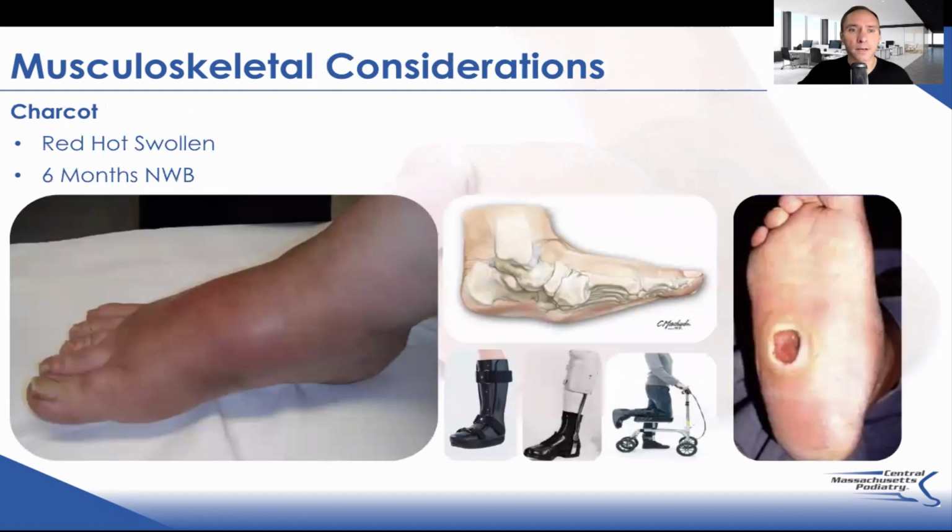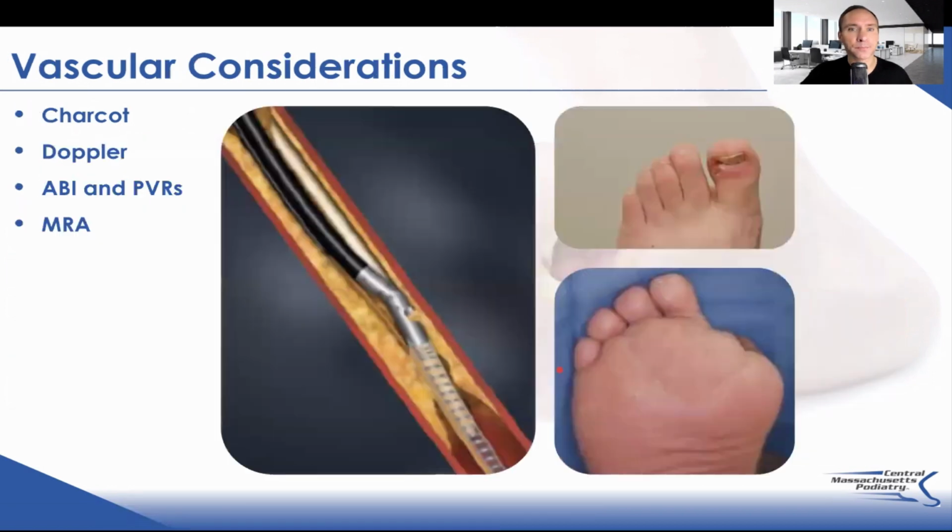You can see it here, kind of a red hot swollen foot. If that's not treated, it'll continue to break down and develop an ulceration. This is an example of that CROW boot. And then we keep them totally off of their foot as well. This is going to be a period of about 6 months of non-weight bearing, and then they can be transitioned to a patellar tendon bearing brace. That's another example of a brace. All these can be done at a local pedorthist.